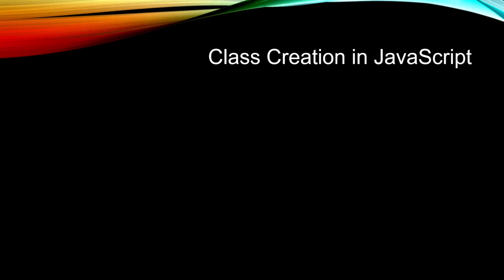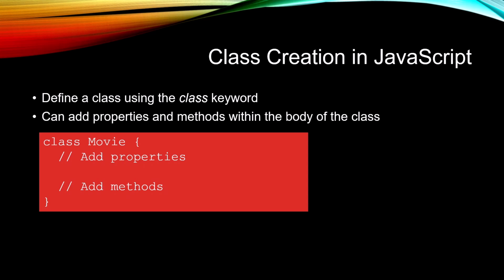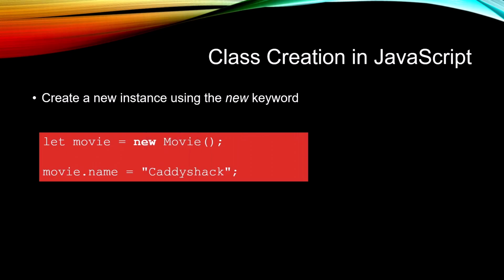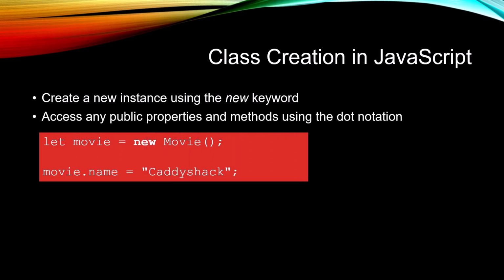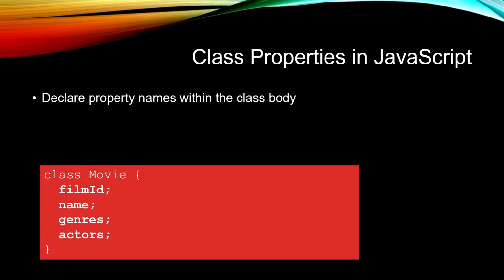Within a page or a JavaScript file, you'll define a class using the class keyword. You can add properties and methods within the body of that class. You create an instance of that class using the new keyword, and that way you can access any public properties and methods using the dot notation. As you see here, movie.name accesses the name property, and you're assigning it equal to a value, in this case, Caddyshack.